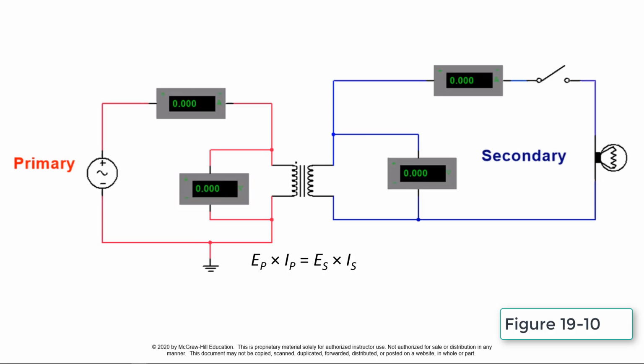This is seen by turning on the simulation and comparing the product of the primary voltage and current and the product of the secondary voltage and current. In this case, both are equal to 100 volt-amps.